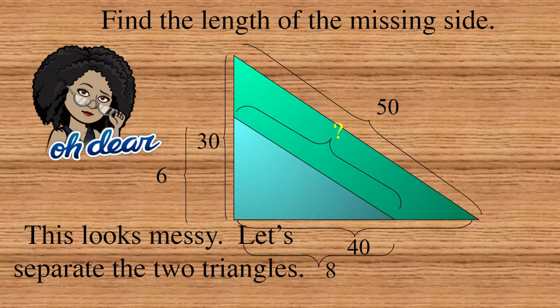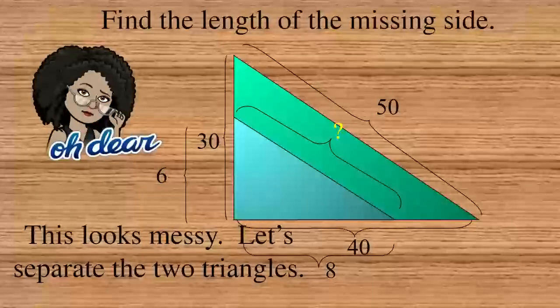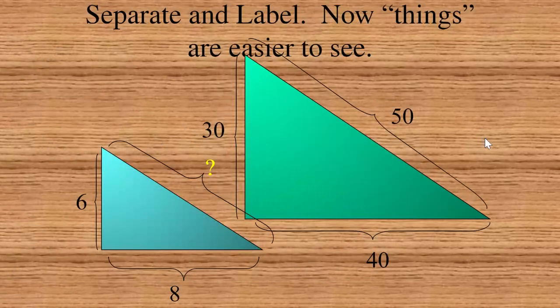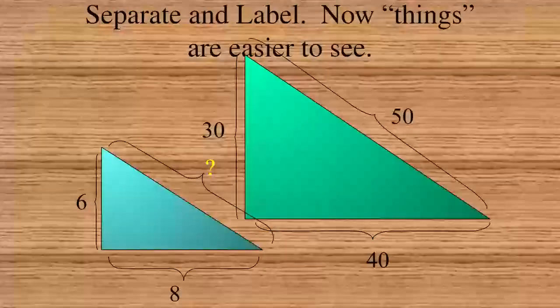So when finding the length of the missing side, sometimes we have a figure within a figure. Oh dear, this looks a little messy and confusing. So what I suggest you do is separate the two figures. When you separate, make sure you label. Now things look a little easier to see.